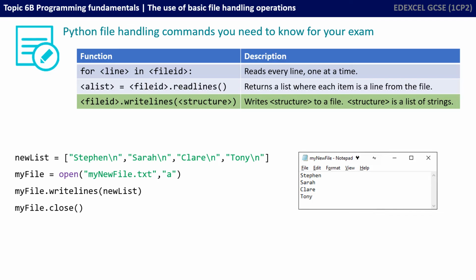I'm then going to open myfile.txt in append mode, and now I can simply say myfile.writelines, and I give it the list, new list, and then close. And as you can see, if I open my text file, it's taken the contents of the new list and written each of the items in that list to a new line.